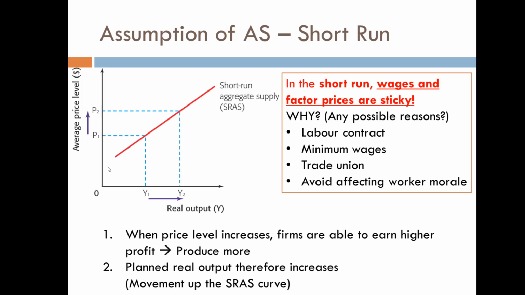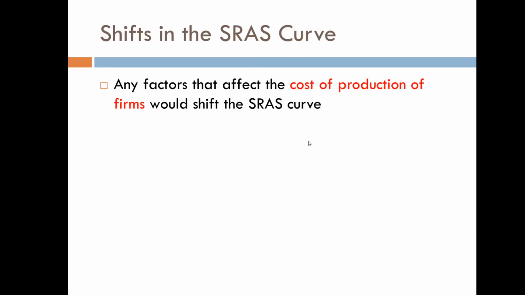And that's why you see this relationship here. That's the relationship you can see from this upward sloping curve for the short run AS. When it comes to the short run, it's going to be an upward sloping curve.